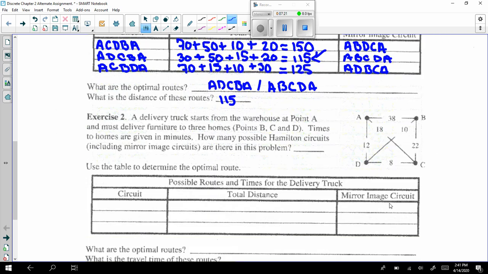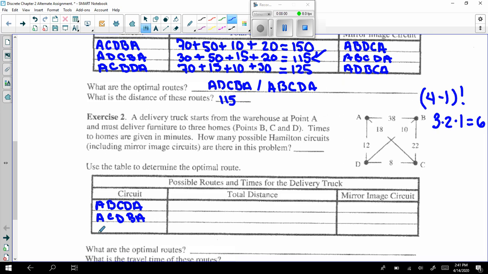A delivery truck starts with the warehouse at point A and must deliver furniture to B, C, and D. How many possible Hamiltonian circuits, including the mirror images, are there in this problem? Well, there's 4 vertices, so I do 4 minus 1 factorial, so that's 3 times 2 times 1, which is again 6. Okay, so from here we can do A, B, C, D, A, or A, C, D, B, A, or A, D, B, C, A.